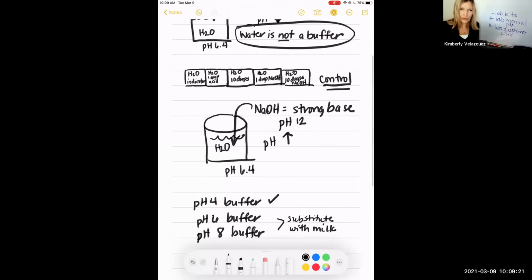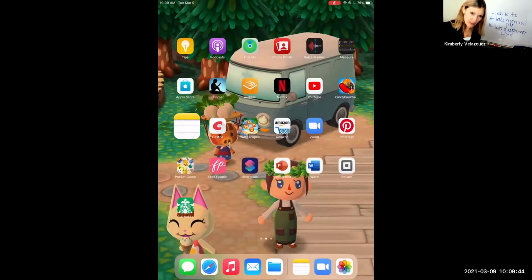So those next rows, it's the same thing. In this first one, you're just putting your buffer. So this would be your pH 4 buffer, and you're testing your starting pH because you're going to put the pH indicator. Let me stop the share here for a second and show you something really important on the lab exercise.